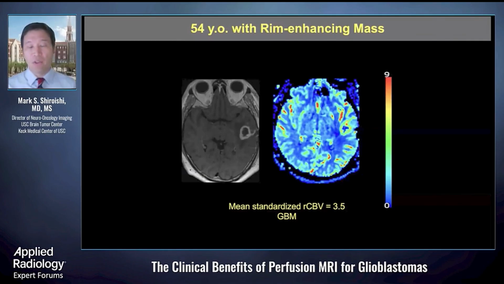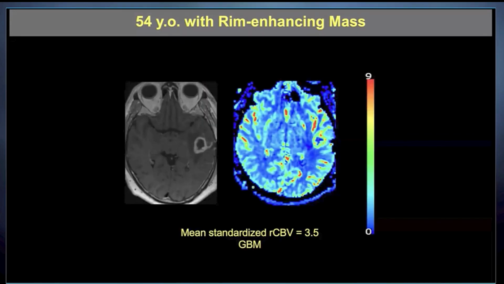Yeah, thanks, Jerry. So this is a 54-year-old man who had presented with this rim-enhancing mass. And I think at the time it was unclear whether he had a primary tumor or not. But nevertheless, he presented with this rim-enhancing mass in the left temporal lobe, and there's a moderate amount of edema around it. Now, looking at the rCBV color map on the right, you can see that just qualitatively it's quite high, and quantifying the mean standardized relative cerebral blood volume is 3.5, which is quite high.